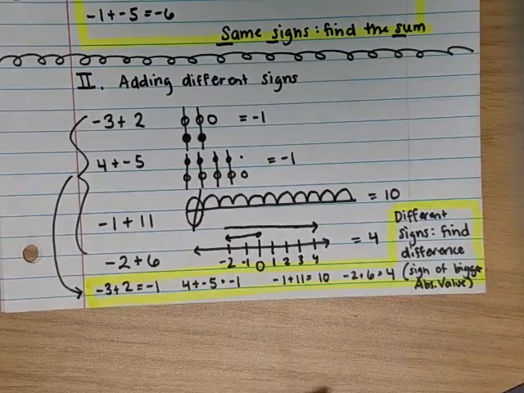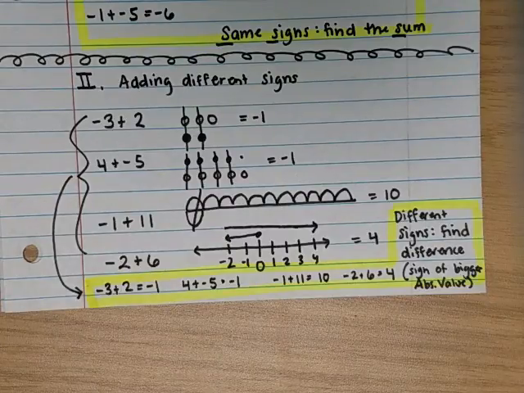Hopefully that's been a quick, easy little set of notes for adding integers with the shortcut rule. There will be a second video coming up shortly for subtracting integers.